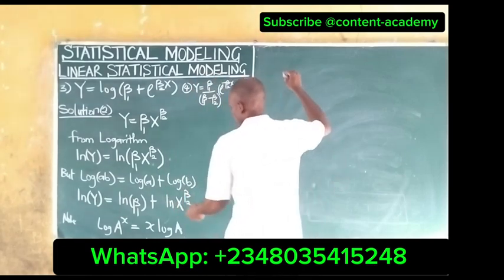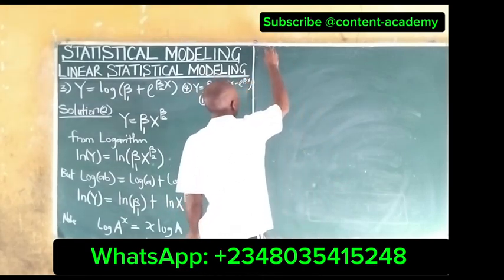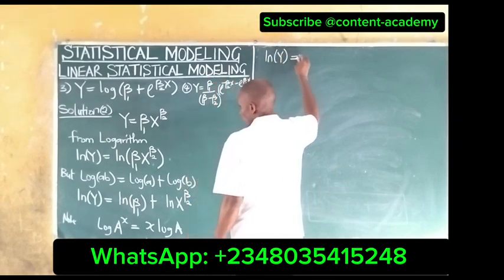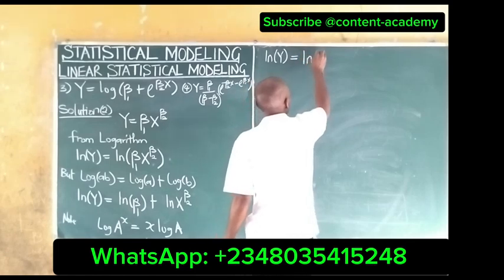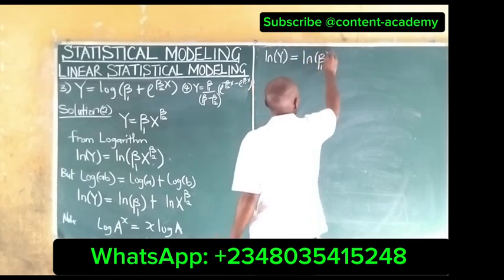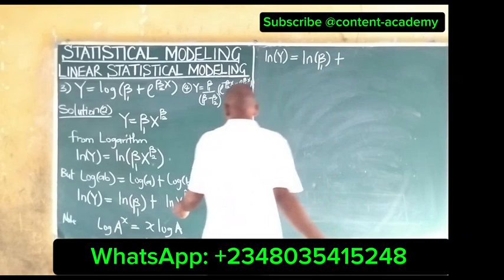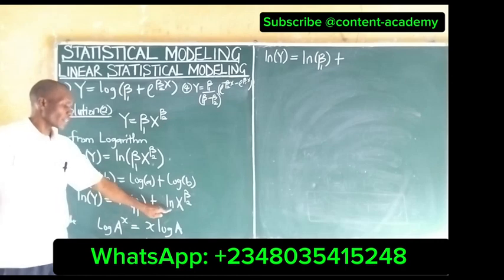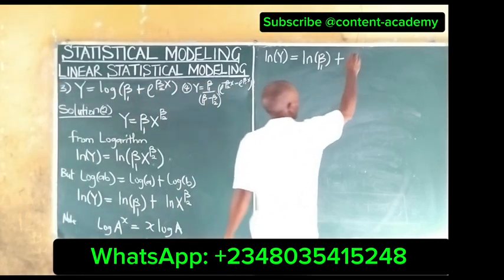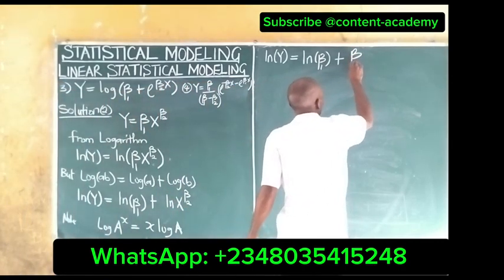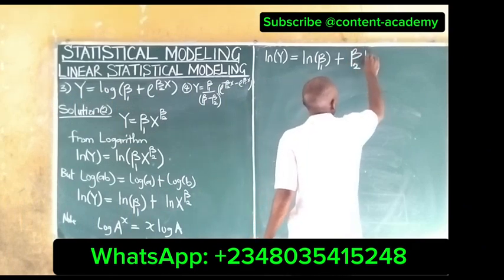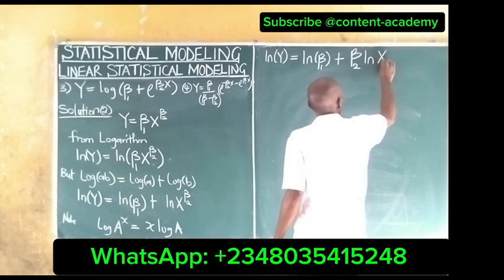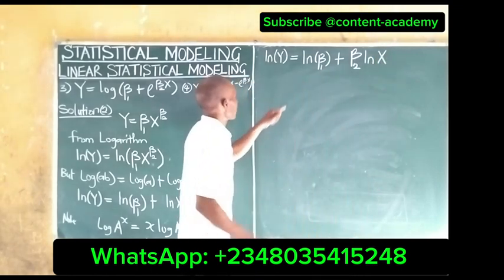So we have ln y for our number 2 equal to ln b1 plus, what we have here, b2 will move over to this side to give us b2 ln x. So we have b2 ln x. Now we can compare.